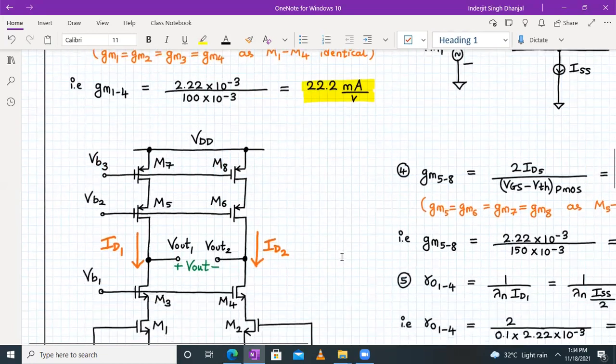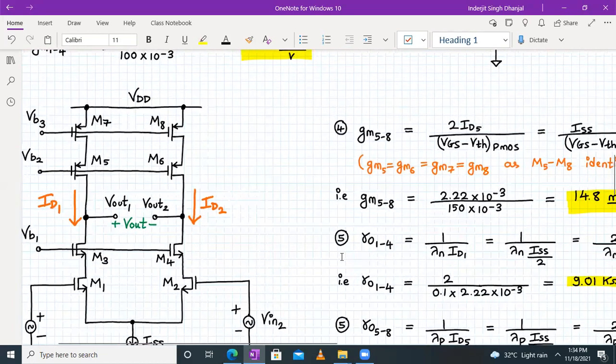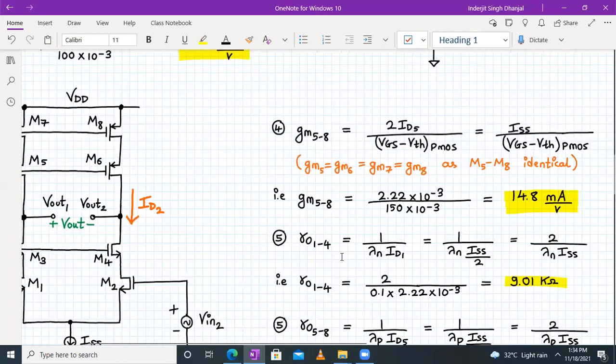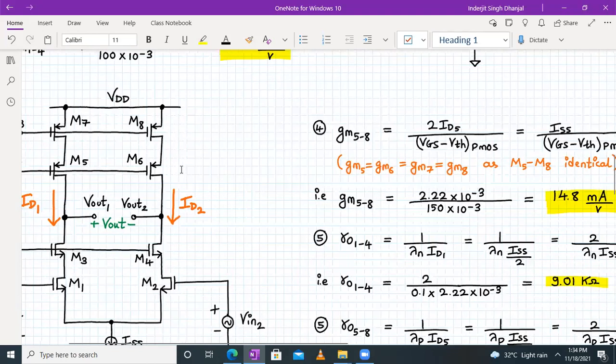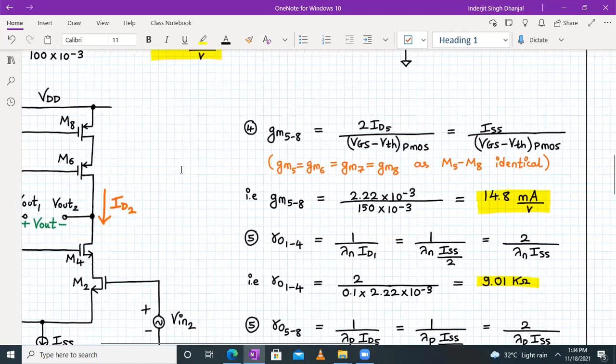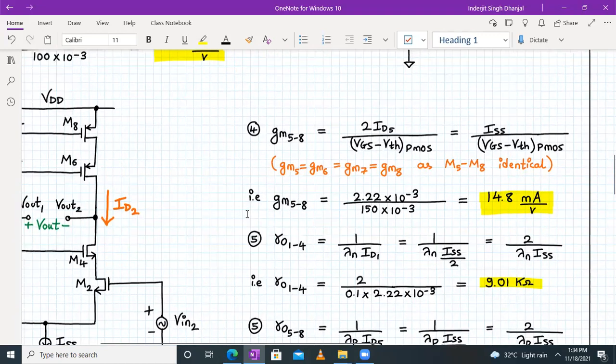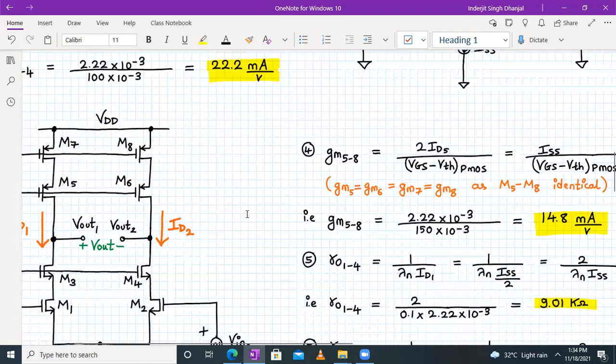Similarly, GM5 to 8 will be similar because M5 to M8 are identical. So GM5 to 8 will be twice ID5 divided by VGS minus VTH for PMOS. For a PMOS transistor, the overdrive voltage is 150 millivolt and the ISS value is 2.22 milli. So GM5 to 8 will be 2.22 milli divided by 150 milli, which comes out to be 14.8 milliampere per volt. So GM of 5 to 8 will be 14.8 milliampere per volt. Please cross check this answer with your calculator.